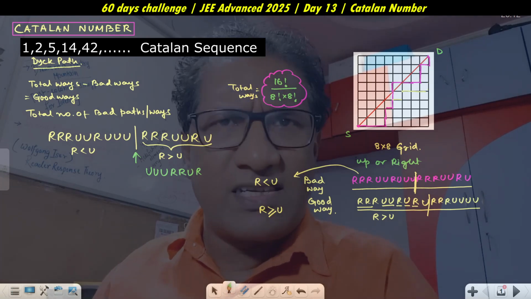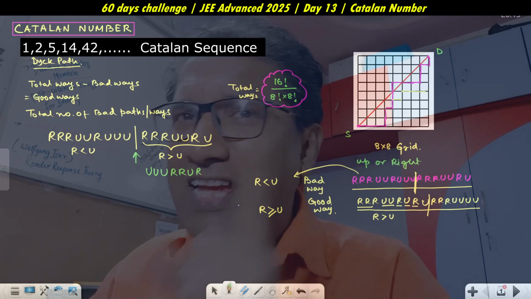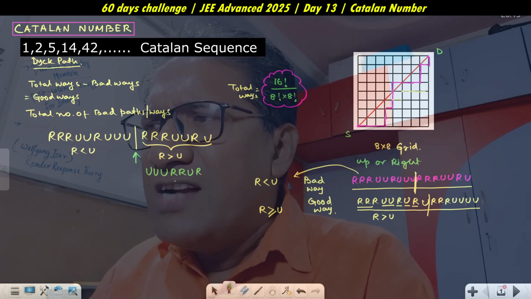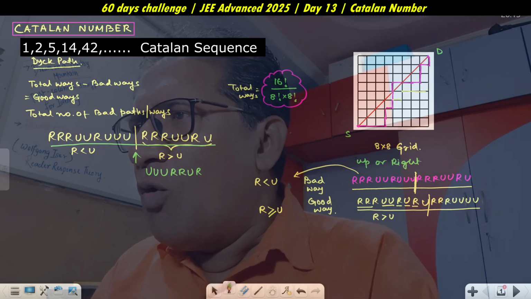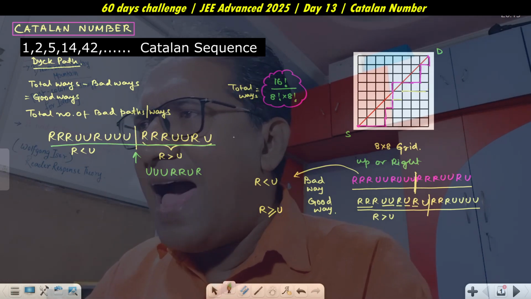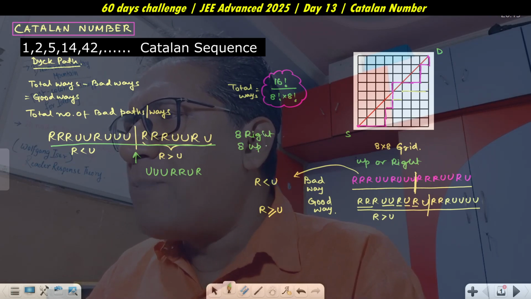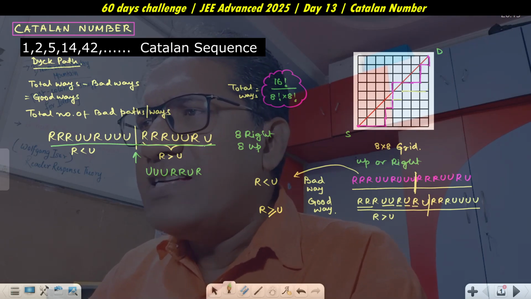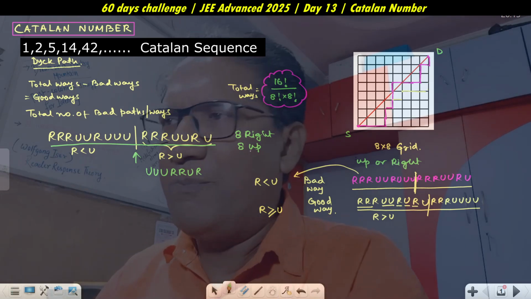Why have you done this? Now you observe carefully, very carefully. After doing this, you see, this is the whole path where actually the person has moved 8 right movements and 8 up movements, right? There are 8 right movements and 8 up movements to reach that point D.